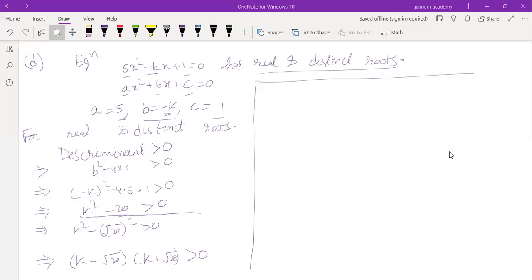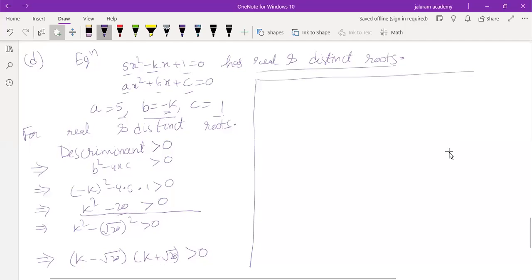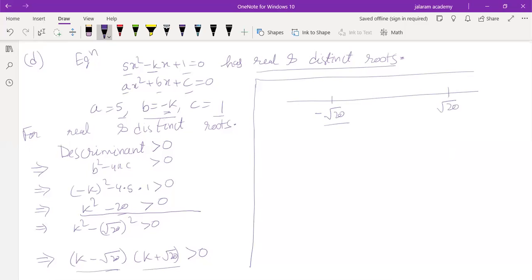So to check when (k minus root 20) into (k plus root 20) is greater than 0, we draw a number line and mark these two points on it. When k plus root 20 is 0, we get k equals minus root 20, though it is not the solution. And when we put k minus root 20 equals 0, it will give k equals root 20.